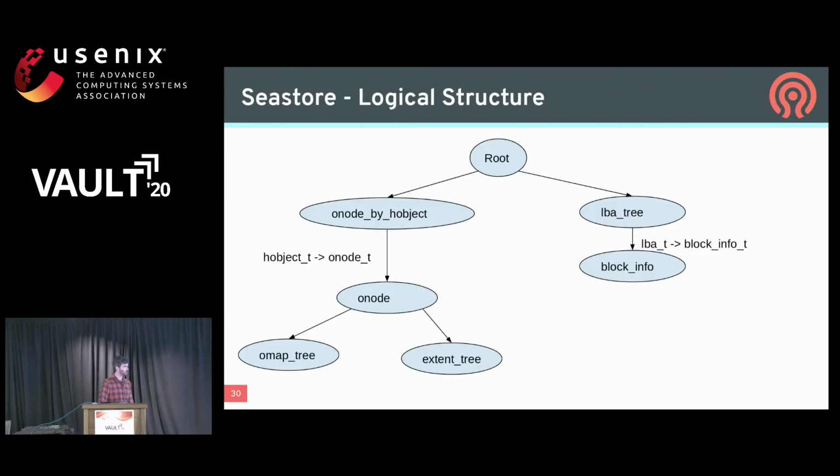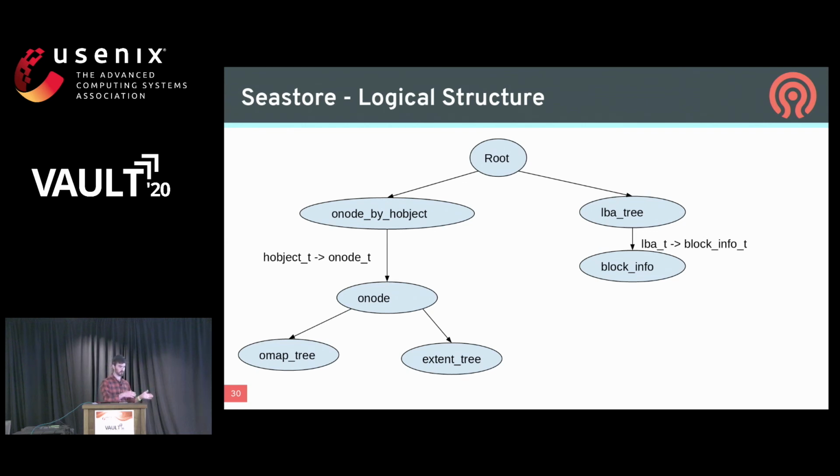So at a high level, the Seastore design looks something like this. Each core gets its own root, and under that, there is an H object to onode mapping, which is the mapping from like the object name to all of the allocation information for that object, and also an LBA tree. This is still up in the air, but so far it seems to be the case that it will be cheaper to maintain an LBA indirection layer, even on top of ZNS, because of the potential size of the keys in the H object tree.